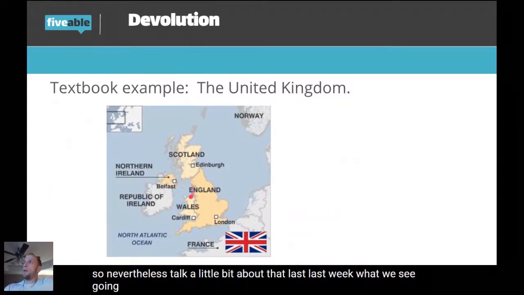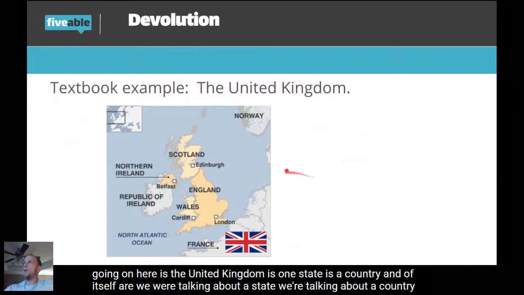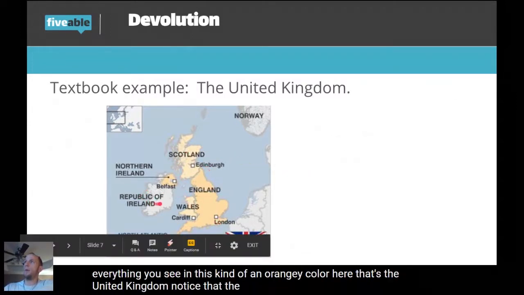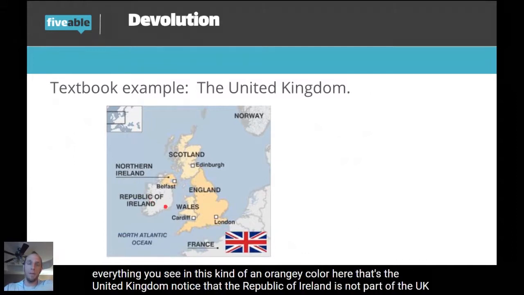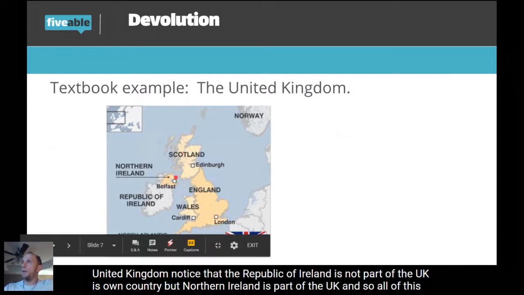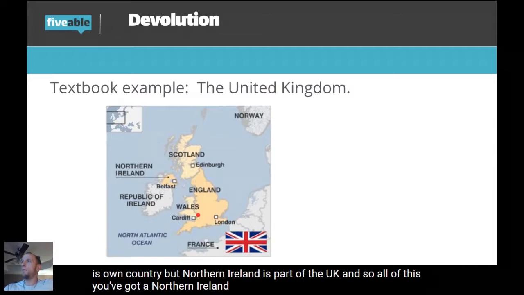What we see going on here is the United Kingdom is one state. It is a country in and of itself. Right? When we talk about a state, we're talking about a country. So everything you see in this orangey color here, that's the United Kingdom. Notice that the Republic of Ireland is not part of the UK. It is its own country. But Northern Ireland is part of the UK. And so you've got Northern Ireland, Scotland, England, Wales.